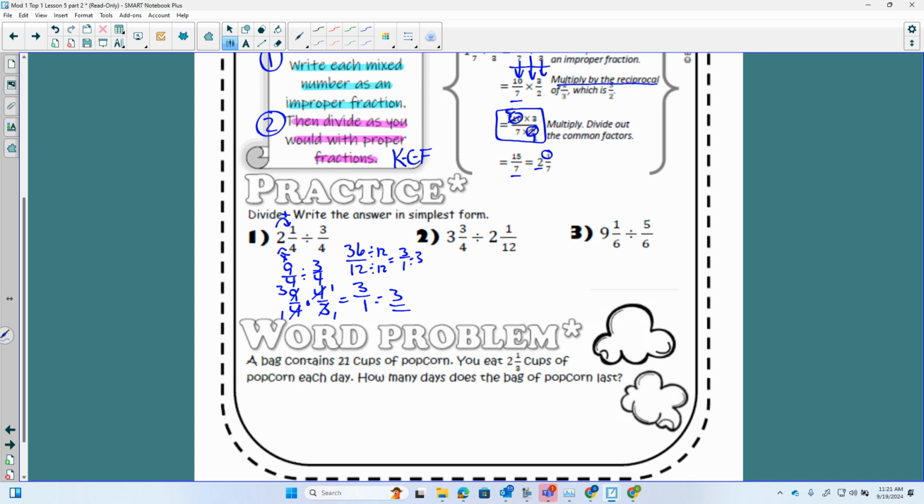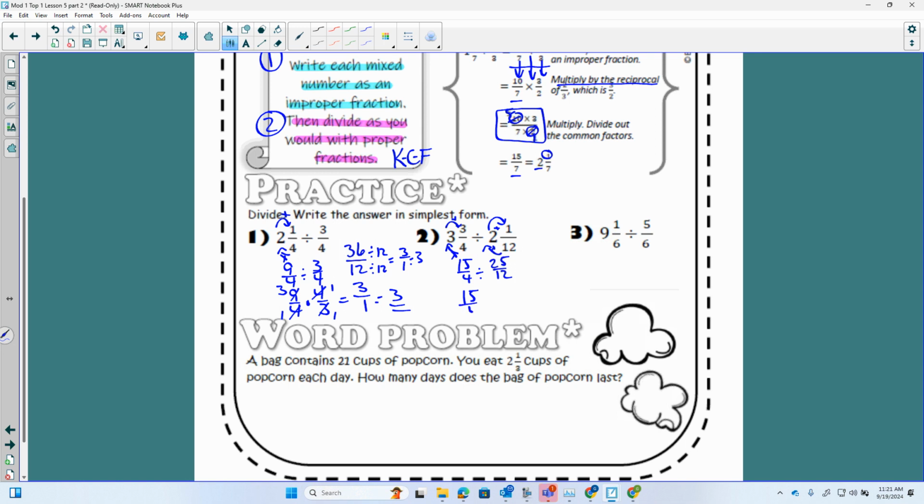Okay, number 2 is much the same. First step, we have to slam dunk, but in this case, I have to do both numbers. So 4 times 3 is 12, plus 3 gives me 15. 12 times 2 is 24, plus 1 is 25. Now that I have made them proper fractions, still need to do our keep change flip. So I'm going to keep the 15, change, times, flip, 12 over 25.